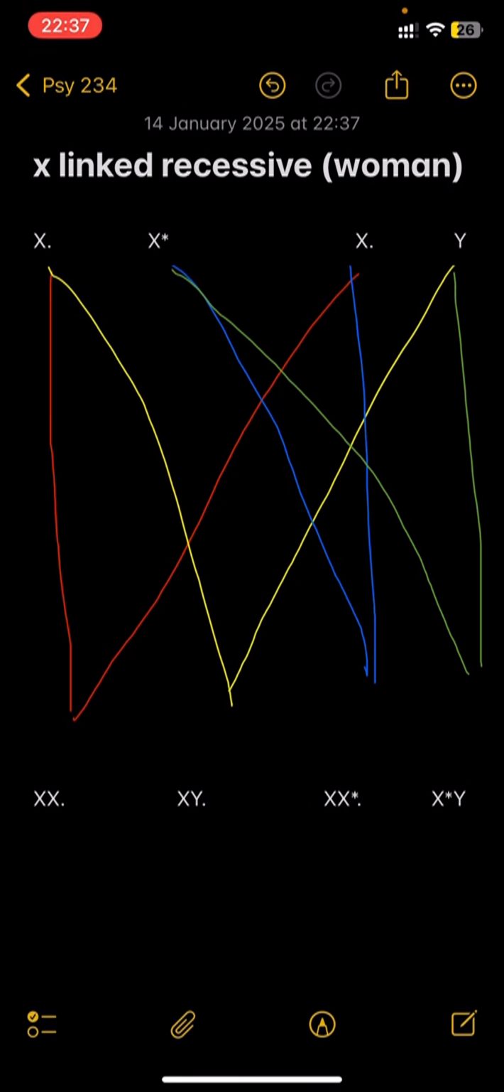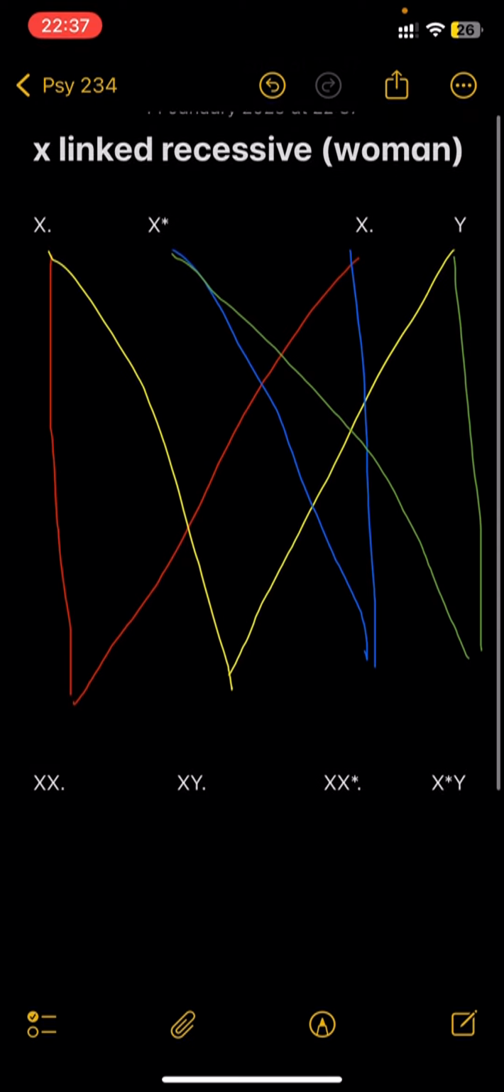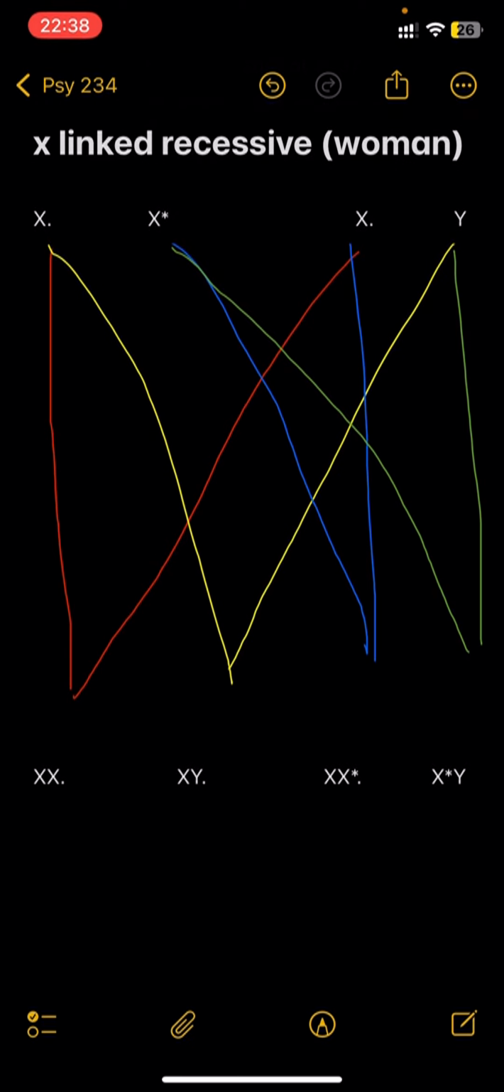Now, if we look at this, we can draw some conclusions. In the exam, they can ask, in X-linked recessive, if the woman has the X-linked recessive and she marries a man, what's the percentage of children that will have this disease, or what's the percentage of children that will be a carrier? So now we can tell that 50% of our children will either be a carrier or have the disease, and 50% of them will be regular.